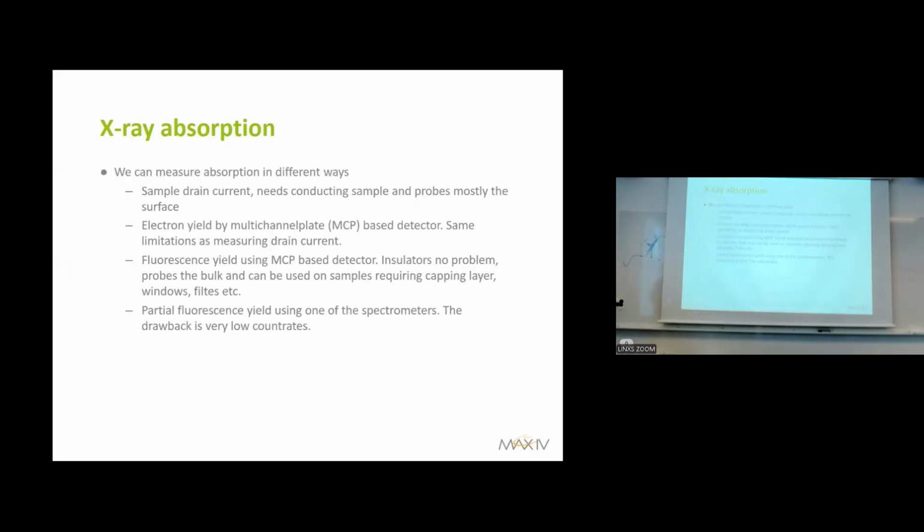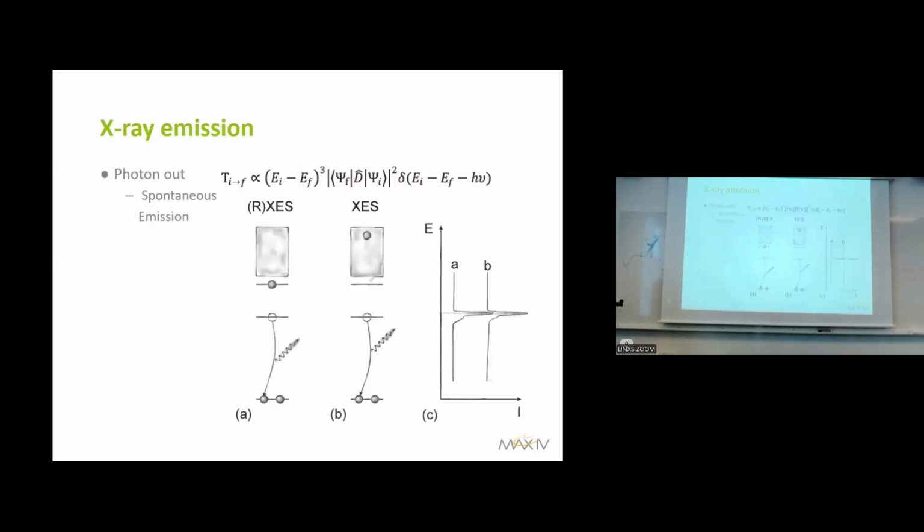And this is, of course, a very powerful technique in itself, and it's of great use to understand things. So you can measure it in many different ways. Just drain current. You can do it by MCP plates. Put different meshes in front of it. Create partial electron yield measurements. You can do it in the fluorescence channel by an MCP plate, or even use a spectrometer to get a partial fluorescence yield. So there are many degrees of refinement here that you can do, and we do that.